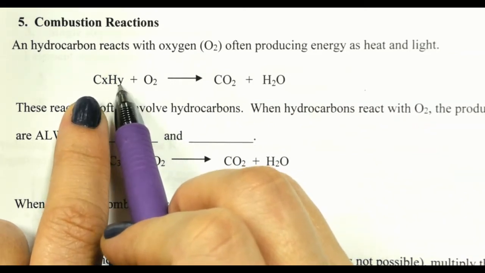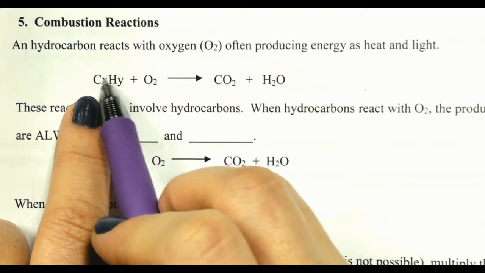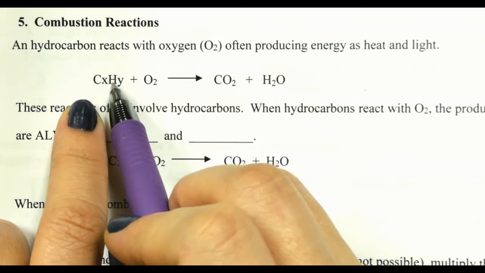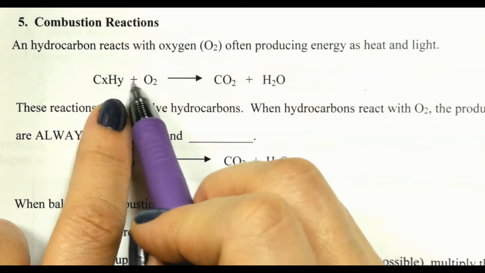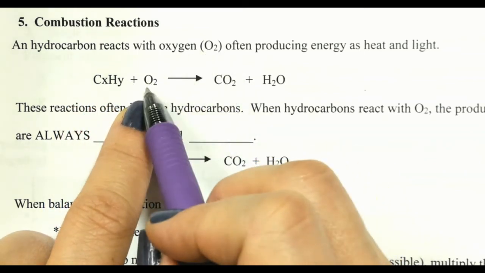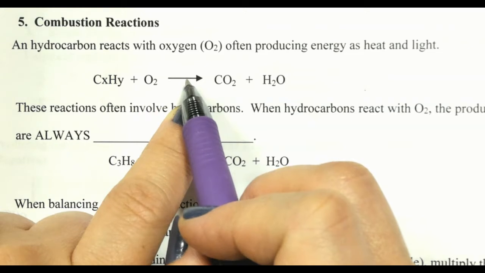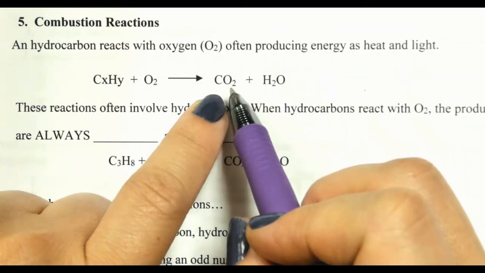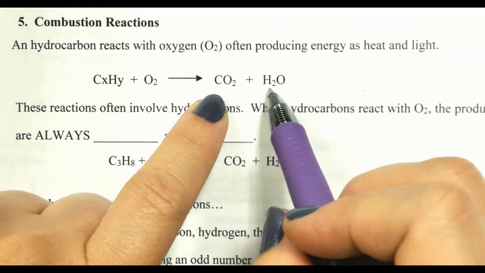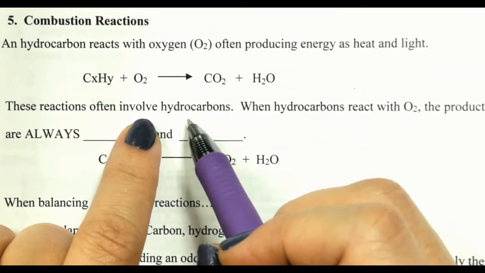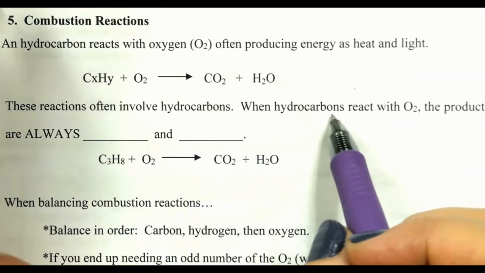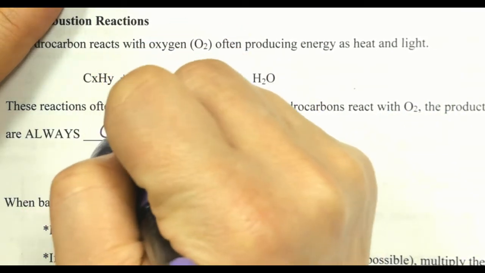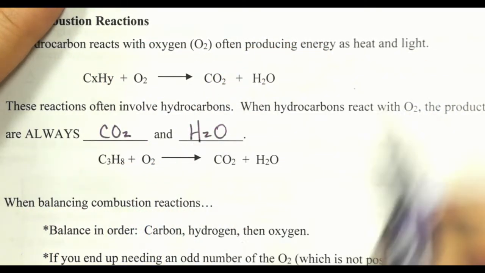The X and the Y mean that these are subscripts, so it could be C2H4, C3H8, C5H12, etc. Plus O2, which is oxygen gas, yields, and we're going to often produce energy as heat and light, as well as carbon dioxide and water. So these reactions often involve hydrocarbons. When hydrocarbons react with oxygen, the products are always CO2 and H2O.